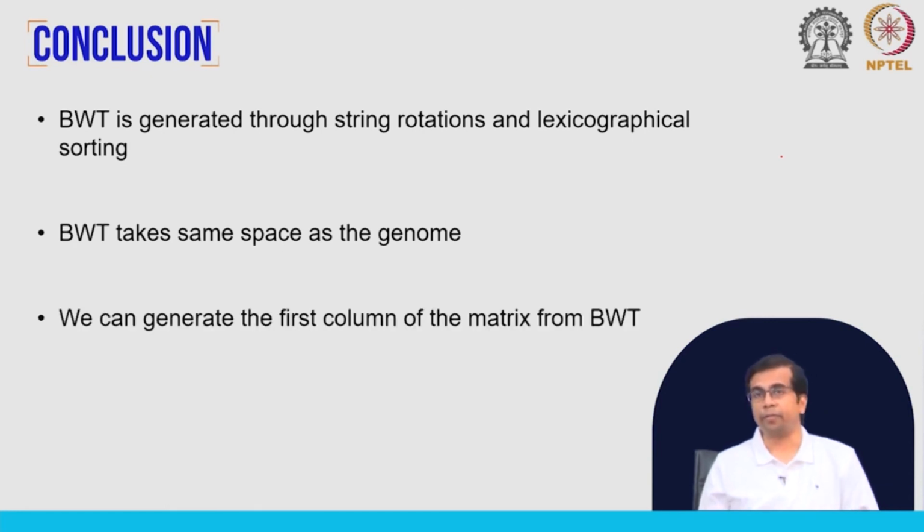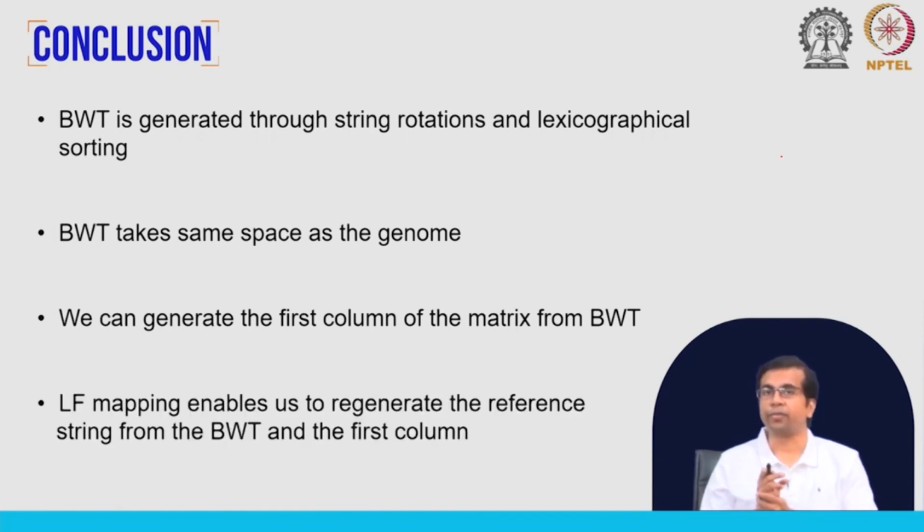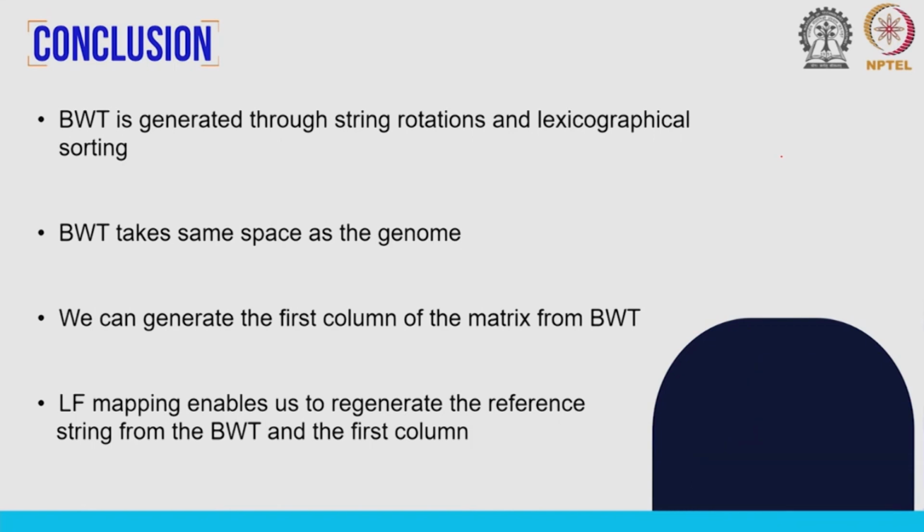Okay. And what we have seen is that this Burrows-Wheeler transform has very interesting properties. One is we can generate the first column of the matrix from BWT. If you take the BWT, you can simply sort it lexicographically, and that will give the first column. And we have seen a property called last-first mapping, and utilizing this BWT with the first column and the LF mapping, we can generate the reference sequence. Okay. So, we will keep this in mind, and in the next class we will see how we can utilize this information, the BWT, the LF mapping, etc., to actually map reads against the reference sequence in an efficient manner.